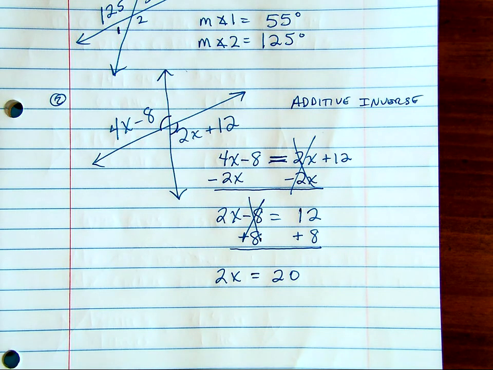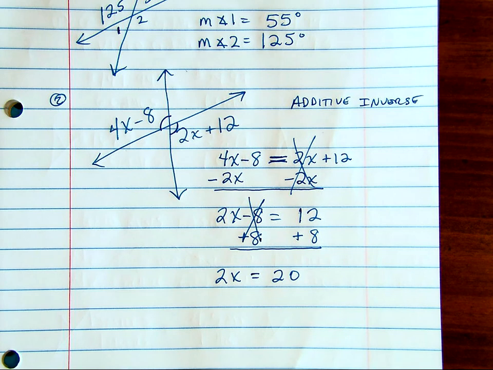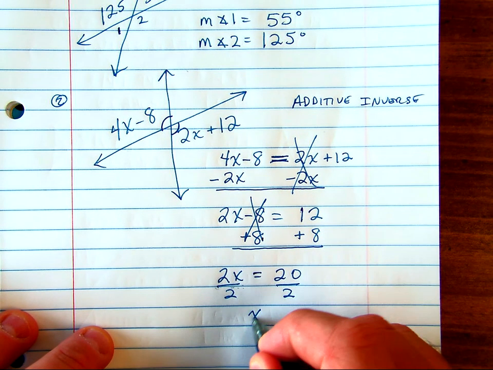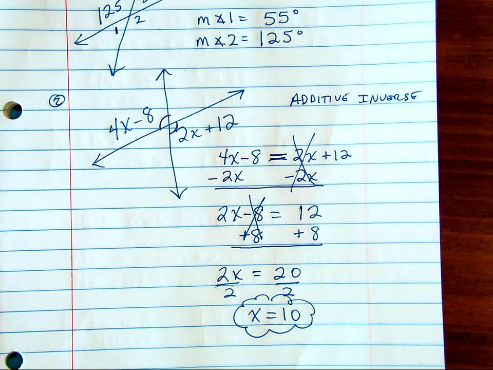So now if you notice, we have variables on the left, we have the constants on the right. Variables on the left, constants on the right. We're almost done. What's the inverse of multiplication? Division. So just divide by 2. And there's your answer. X is 10.